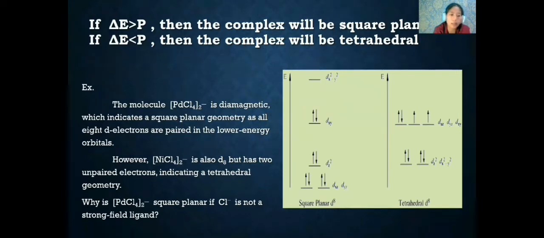So why is PdCl4 square planar if the chloride ion is not a strong field ligand? As you can see, we have here the metal Pd and then the metal nickel. So this depends on the metallic ion. One factor that can give us the electronic structure or the structure of these complexes depends on the metallic ions.